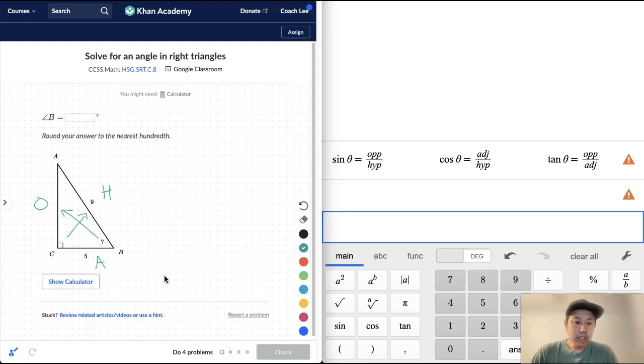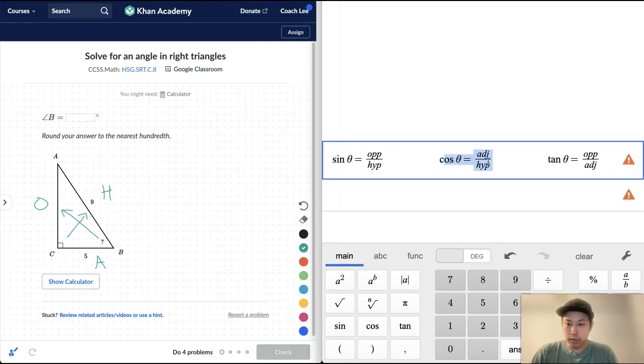So let's look at what we have. We know what the hypotenuse is, it's 9. And we also know what the adjacent side is, it's 5. We don't know anything about the opposite. So the equation that we want to use has to involve the hypotenuse and the adjacent side. The only one that works is going to be the cosine. That's how we choose which equation to use.